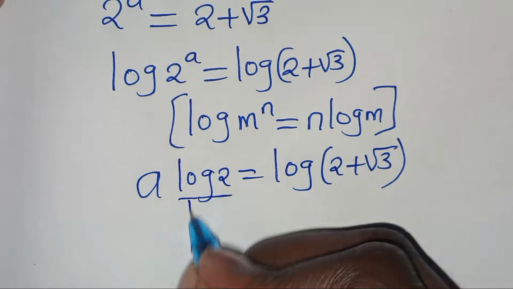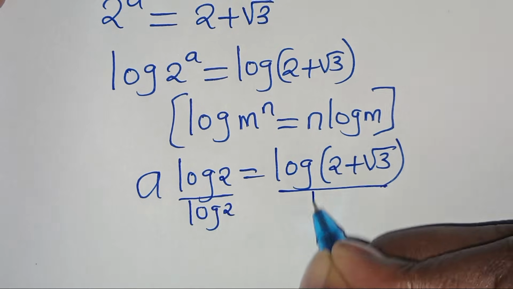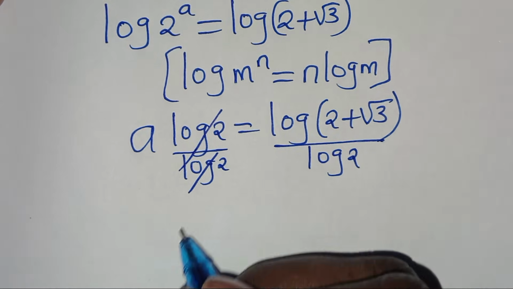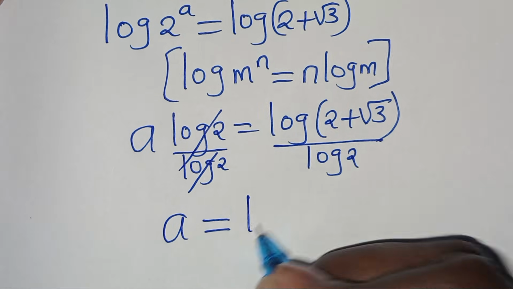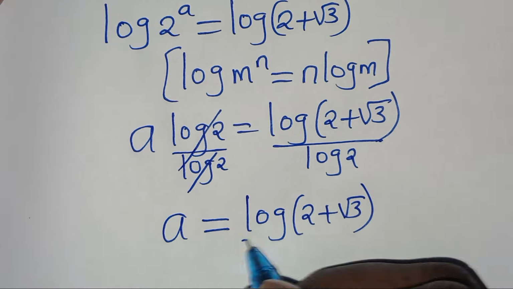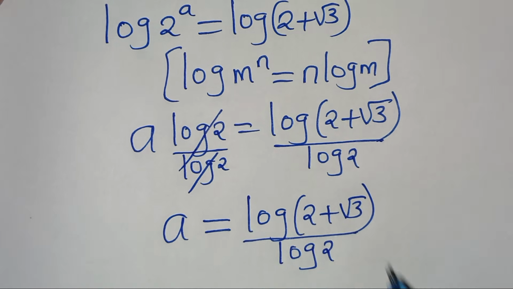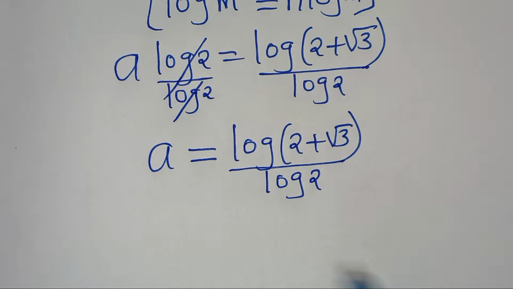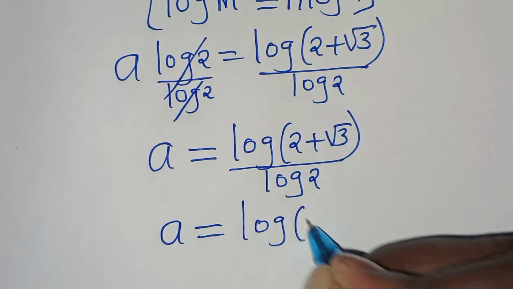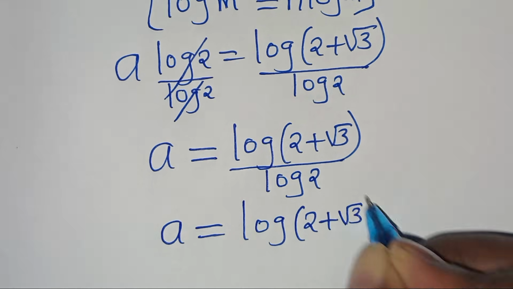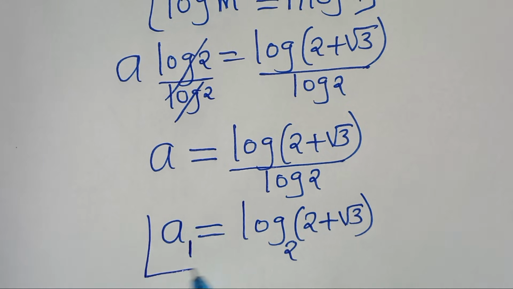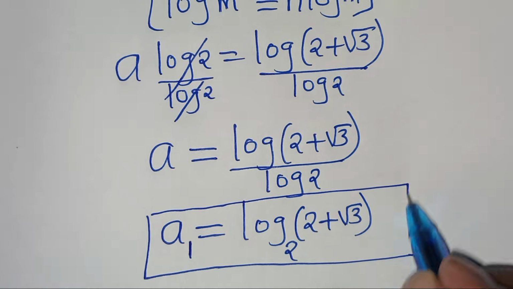So let's divide both sides by log 2. Now we can simplify log 2 and log 2 here, so that a is equal to log of (2 plus the square root of 3) divided by log 2, which we can express as a equal to log of (2 plus the square root of 3) to base 2. So this is the value of a1.